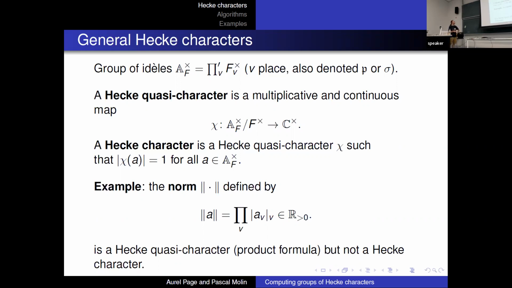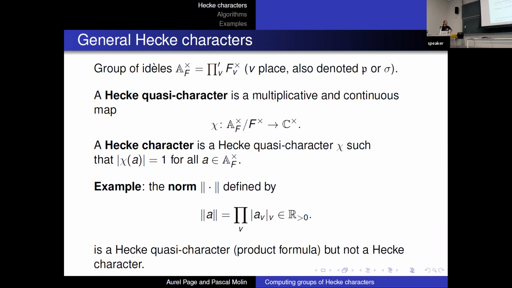It's okay. And so what is a Hecke quasi-character first? It's a multiplicative and continuous map on this quotient group, the idèles modulo the units of F, non-zero elements of F. Okay, we'll unravel this definition a bit to make it more concrete in a minute. But first, let me say what an actual Hecke character is. It's a Hecke quasi-character such that the values have absolute value 1. It's convenient to have both types. I mean, the terminology is maybe a bit awkward, but that's what it means. Quasi-character is arbitrary complex values, and actual character, it's absolute value 1.